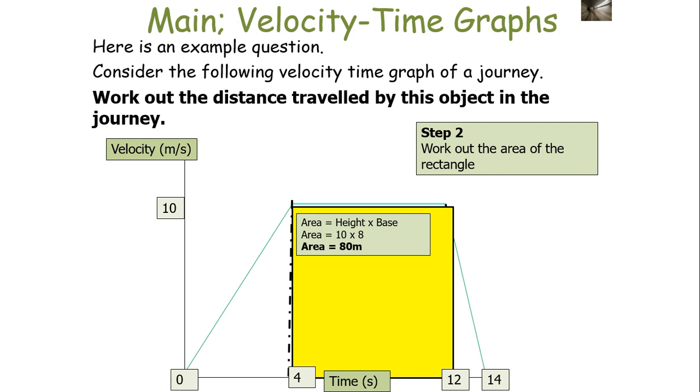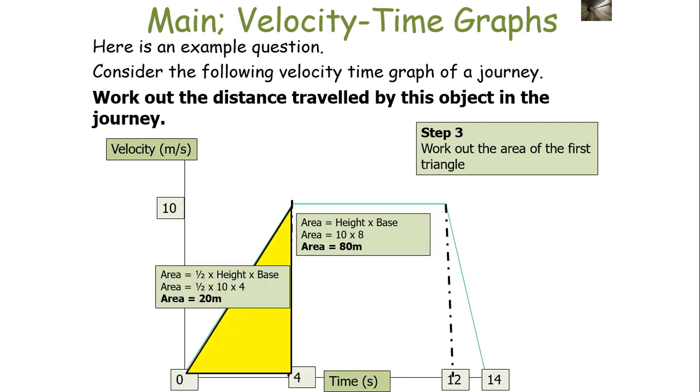So it's 10 times by 8, which is 80 meters. You then work out the area of the first triangle, so we know it's a half times by height times by base. What's the height? It's 10. What's the base? It's 0 to 4, so it's 4. So a half times by 10 times by 4 equals 20 meters.